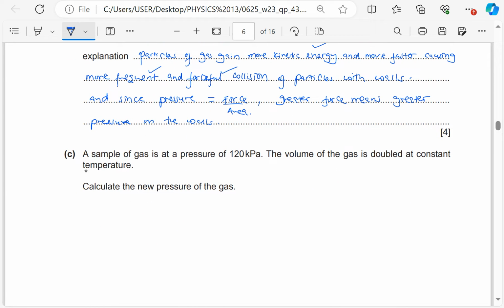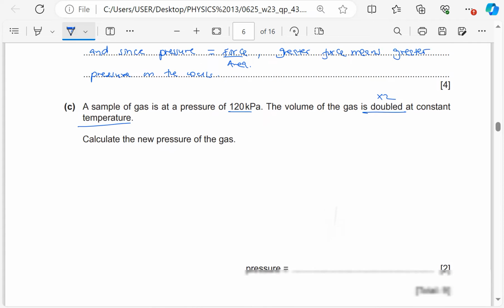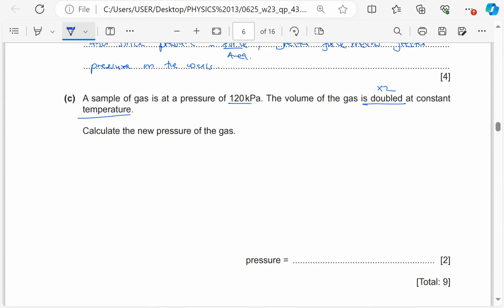A sample of gas is at a pressure of 120 kilopascals. The volume of the gas is doubled, that is times 2, at a constant temperature. Calculate the new pressure of the gas. So of course we know that P times V is going to be a constant, or you can say P1 V1 is the same as P2 V2.